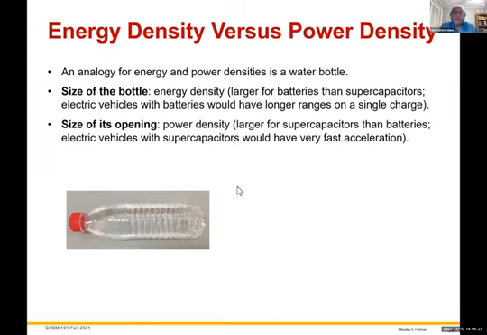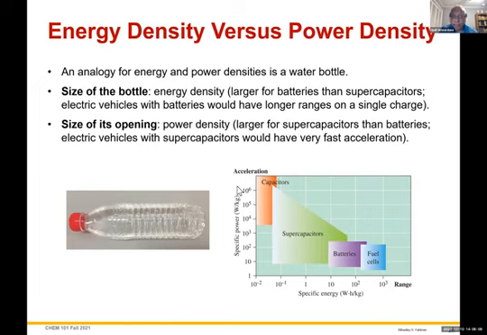Energy density and power density can be explained with an analogy of a water bottle. The size of the water bottle is like the energy in a lithium ion battery, they have a lot more. But the size of the opening is smaller. You cannot draw it out quickly, because drawing out lithium ion battery power takes a long time. But for supercapacitors, the size of the bottle is smaller, but the size of the opening is large, therefore quick availability.